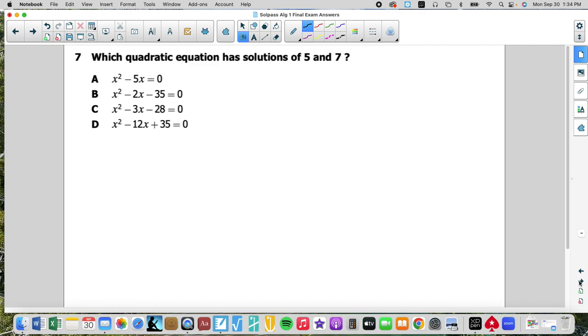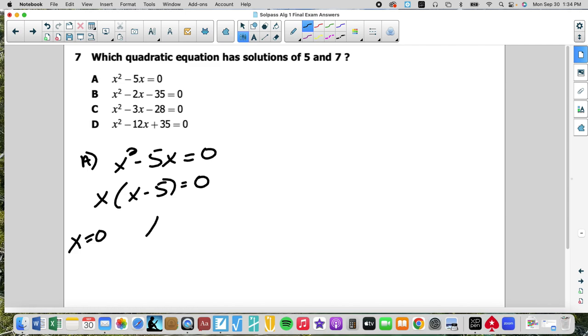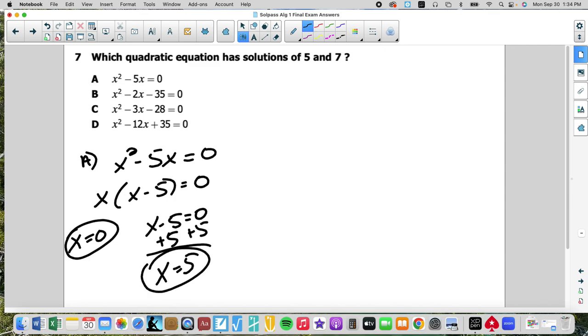Which quadratic equation has the solutions of 5 and 7? We, again, could plug those in, or we can solve them. And, well, we'll do this because there's some learning here. x squared minus 5x equals 0. How do we solve that? I would factor out an x, and then I use the zero property. So I set each one equal to 0. So my solutions are 5 and 0. That's the solutions for A.